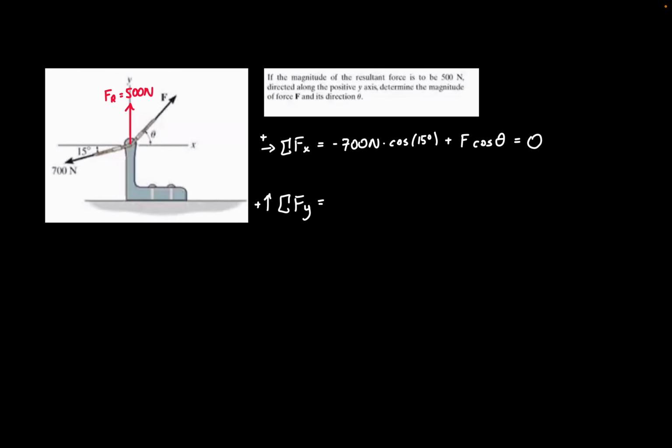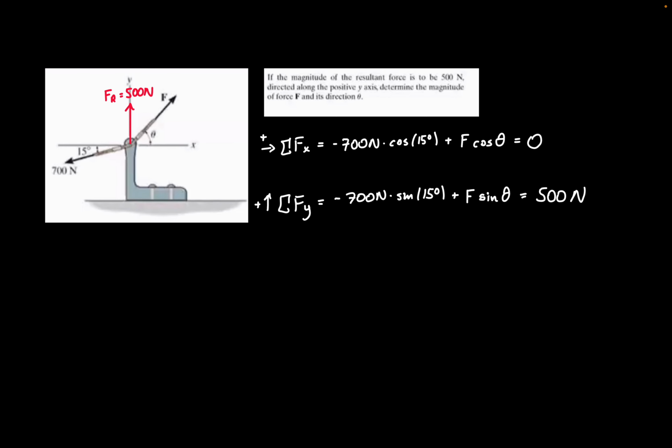So now we can start off with that 700 newton force again. And since it's going downward in its y direction, it's going this way, so it's going to be negative then. So we're going to have negative 700 newtons times the sine of 15 degrees. And then we're going to have plus our force that we're trying to find times the sine of theta. And then instead of 0 here, now that we know that we have a resultant force, or essentially a force left over, we're going to want that to be 500 newtons in the positive y direction. So we're actually going to put 500 newtons instead of 0 here.